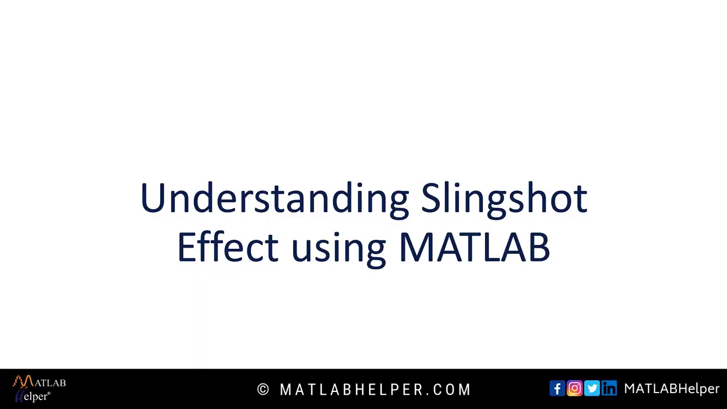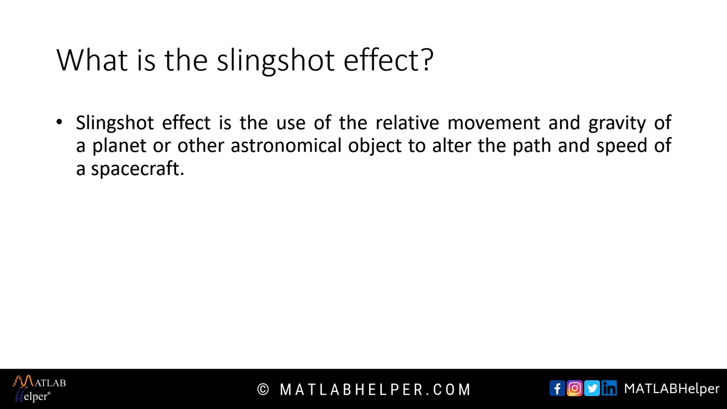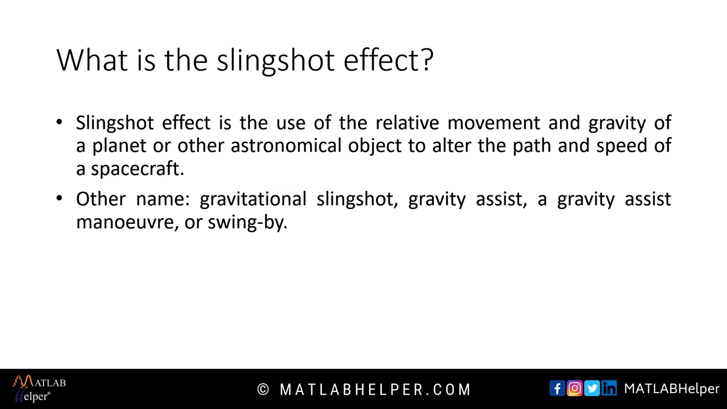The first question that comes to mind is, what is the slingshot effect? The slingshot effect uses the relative motion and gravity of a planet or other astronomical object to alter the path and speed of the spacecraft. You might know it by its synonyms: gravitational slingshot, gravity assist, gravity assist maneuver, or swing by maneuver.